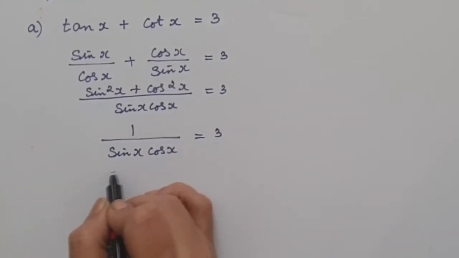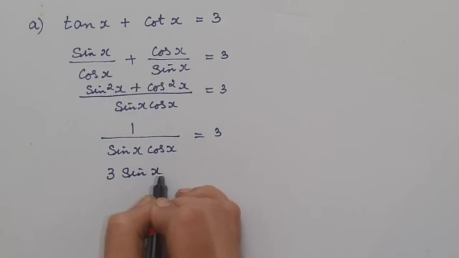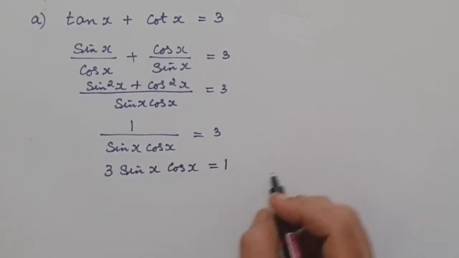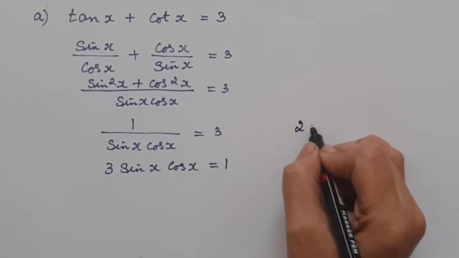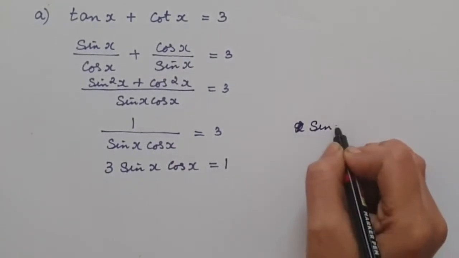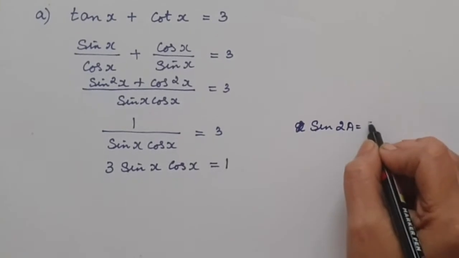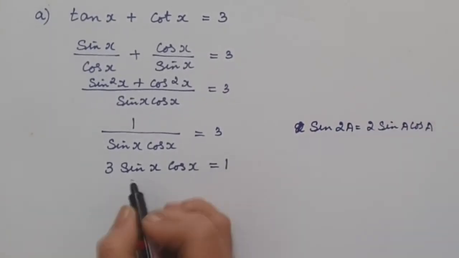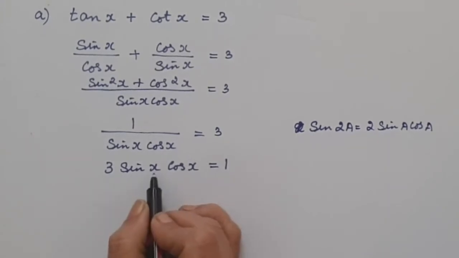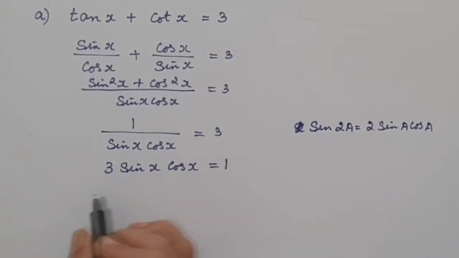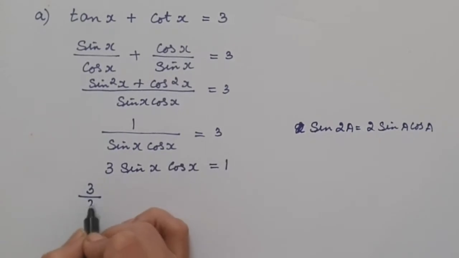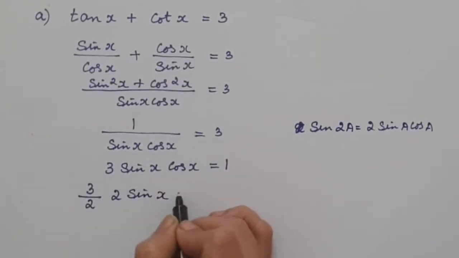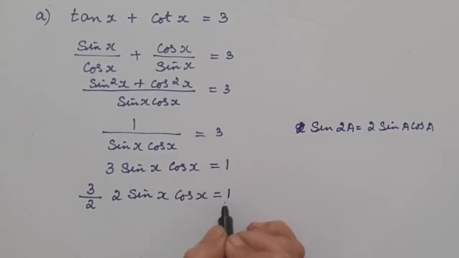So when we multiply it, 3 sin x cos x will be equal to 1. Now we have a formula for sin 2a equal to 2 sin a cos a. If we apply that formula over here, we have cos x and sin x, but we need a 2 in front. So we'll just divide by 2 and multiply by 2. So 2 sin x cos x will be equal to 1.